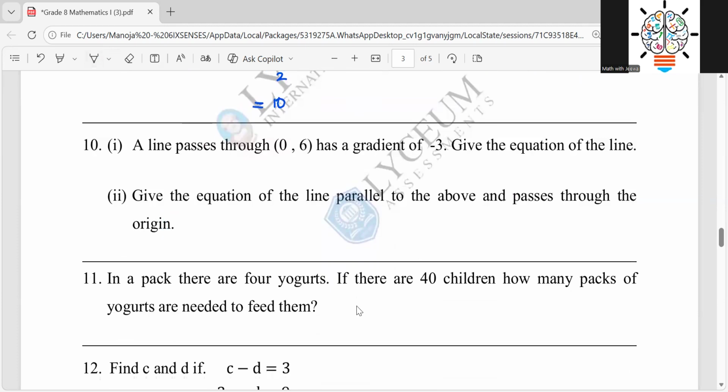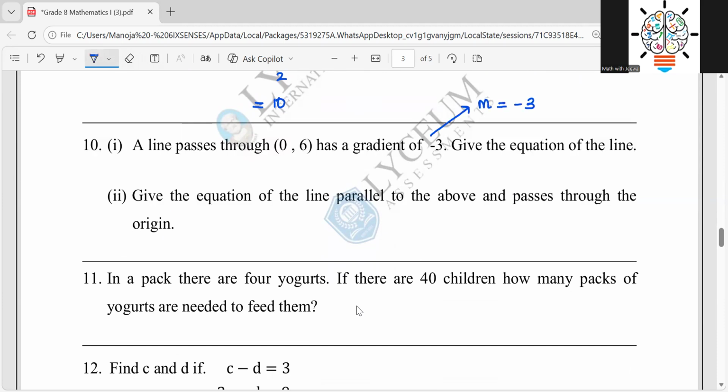A line passes through 0, 6 and has a gradient of -3. If the gradient is -3, children, the m should be -3. And if it passes through 0, 6, this is the x value and this is the y value. That means they have given the y-intercept, that the 6 is the y-intercept or the c value. To give the equation of the line, straight away you can write y equal to -3x plus 6. Now you might be wondering how I straight away got the y-intercept value as 6.